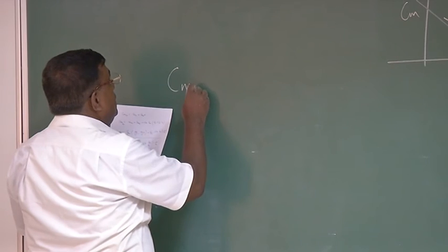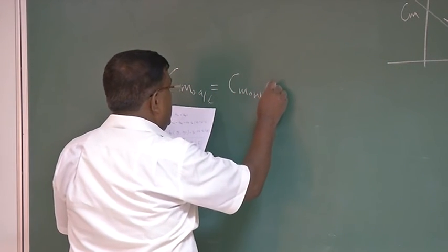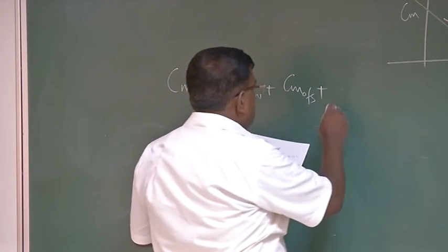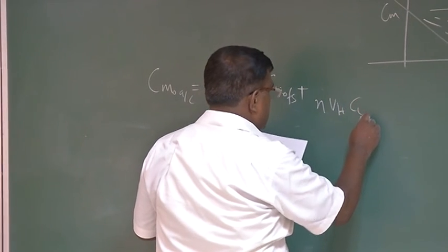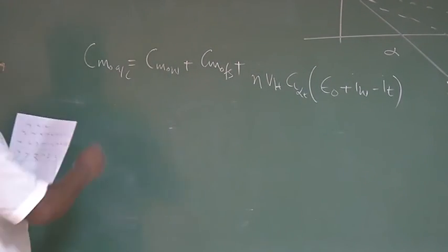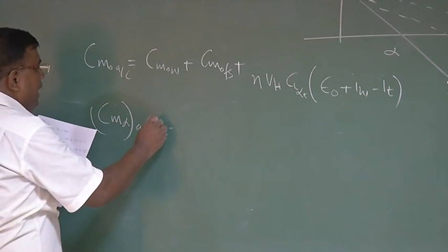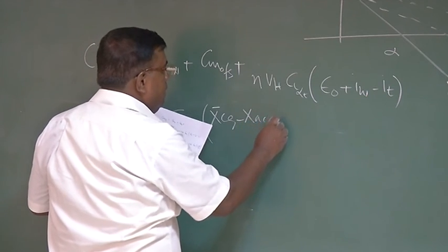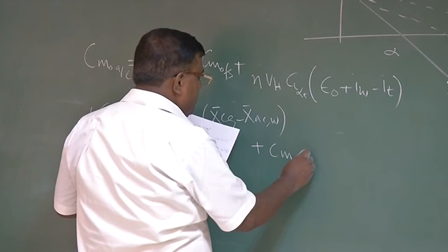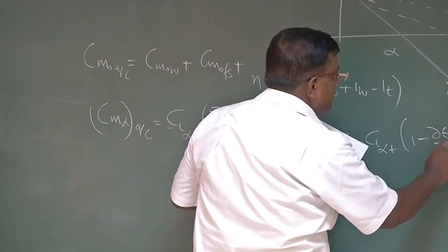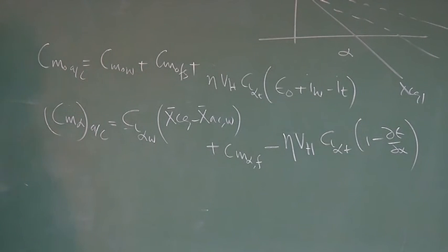See, we know now Cm naught of the aircraft as Cm naught because of wing plus Cm naught of fuselage, which we have not derived any expression for, that smaller value, then eta VH CL alpha tail into epsilon naught plus IW minus IT. This is the Cm naught of the aircraft. Then Cm alpha of the aircraft. If I add up all, I get CL alpha wing into XCG bar minus XAC wing plus Cm alpha fuselage minus eta VH CL alpha tail into 1 minus d epsilon by d alpha. Typically Cm alpha fuselage will be positive, it is destabilizing, but we have not estimated that, and they are very small values.